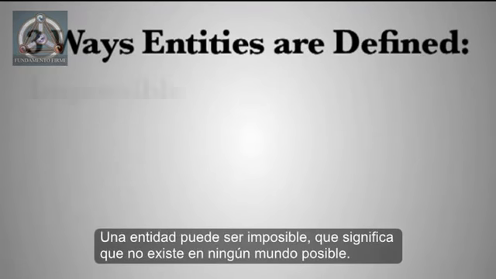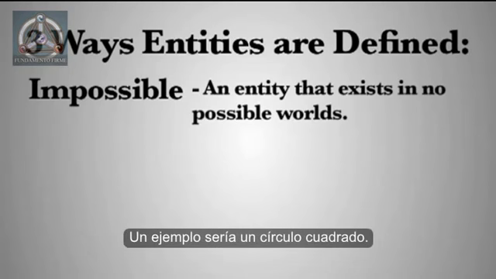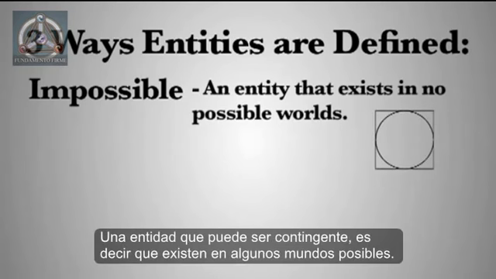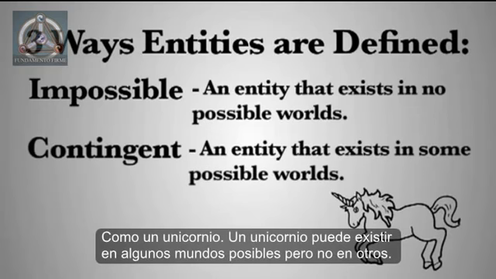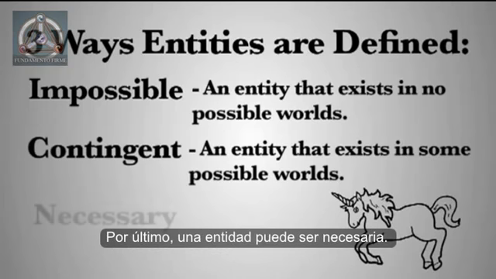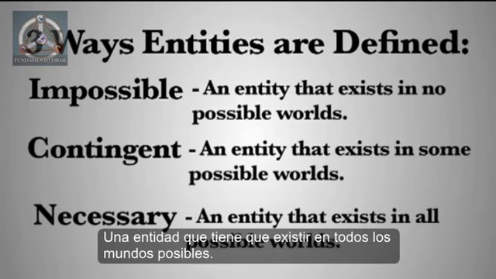An entity can either be impossible, which means it exists in no possible worlds. An example would be a square circle. An entity can be contingent, which means it exists in some possible worlds, like a unicorn. A unicorn could exist in some possible worlds, but not in others. Last, an entity can be necessary, which means it has to exist in all possible worlds.